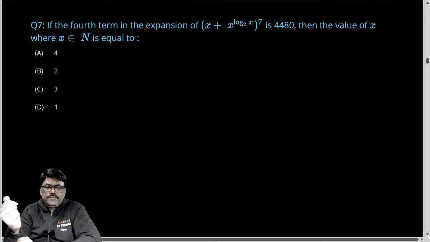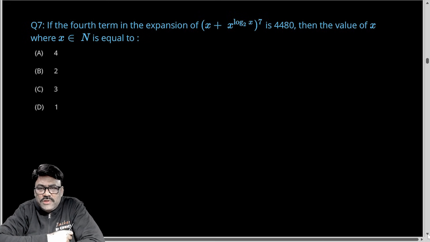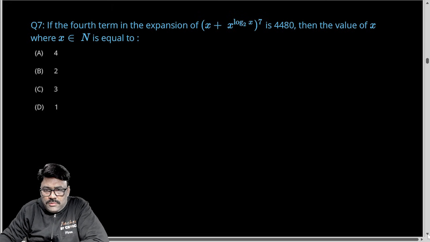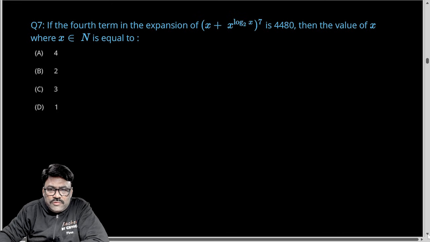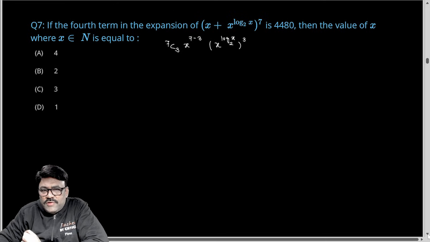See this question. This is from binomial. In this binomial expansion, the fourth term is given as 4480. So what is the value of x if x is a natural number? If I write the fourth term in this expansion, it will be 7c3 x raised to 7 minus 3, and then x raised to log x with the base 2, whole raised to 3. And this is equal to 4480.